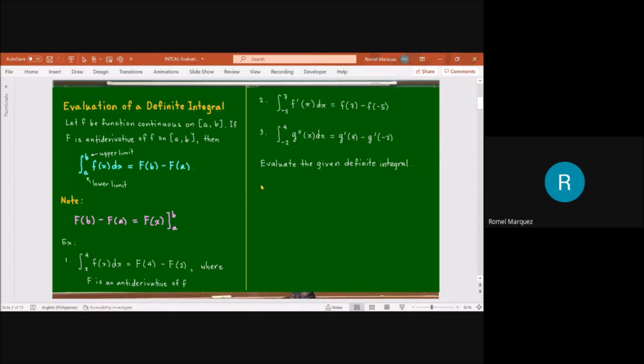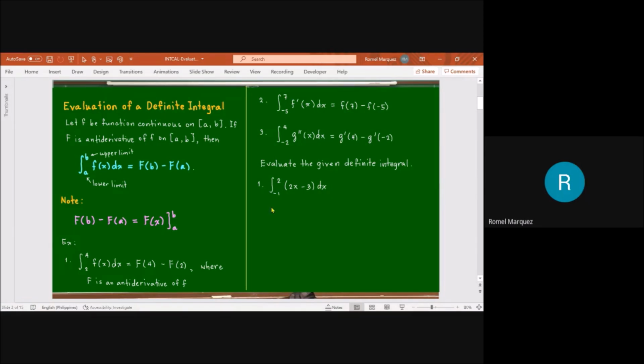Okay, number 1. Integral from -1 to 2 of, let's say, 2x minus 3. So what is the value of this definite integral? A definite integral, by the way, can be negative, can be positive, or can even be 0, no?